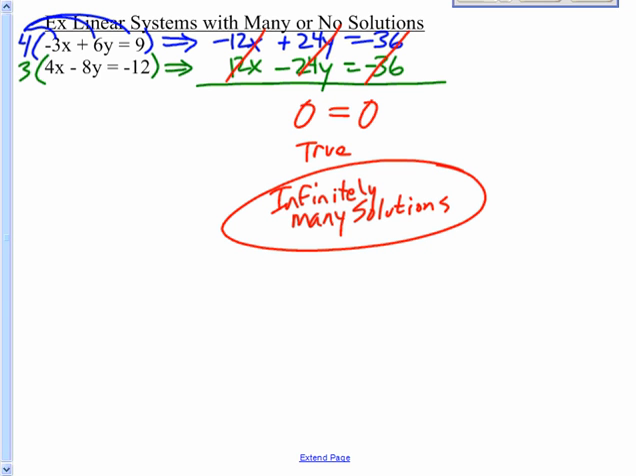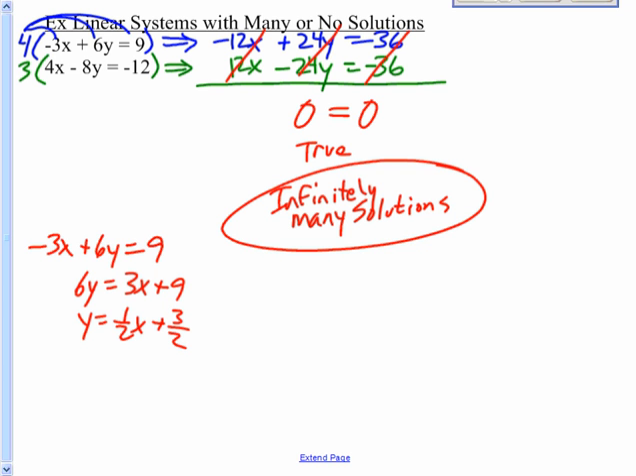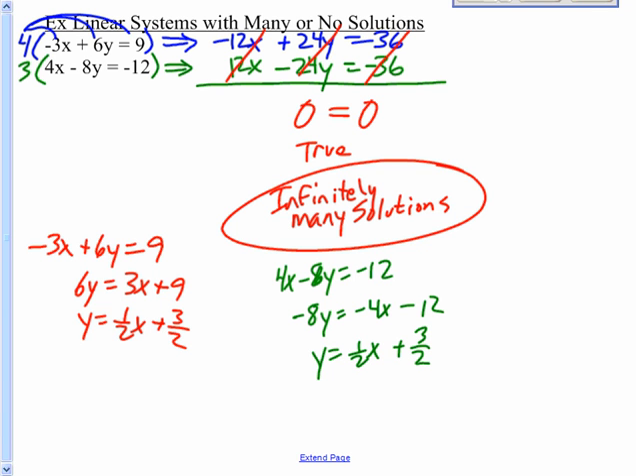And if you were to think about that, let's see if they are. Let's add 3x. Let's divide by 6. There's the first: negative 3x plus 6y equals 9. Let's do the other one. 4x minus 8y equals negative 12. Subtract 4x. Divide by negative 8. There's your half x. There's your positive 3 halves. Look at that. Same line, isn't it?